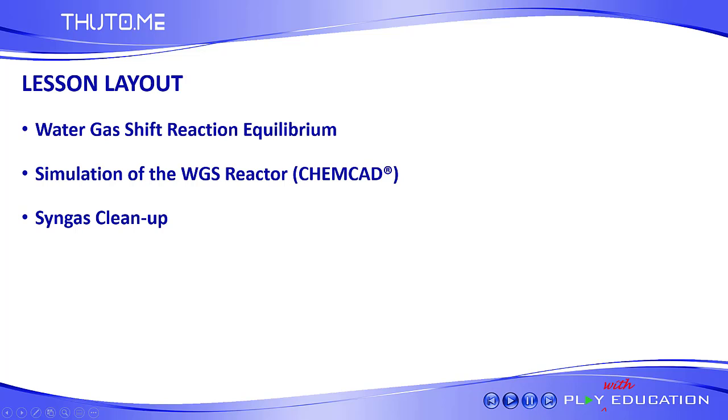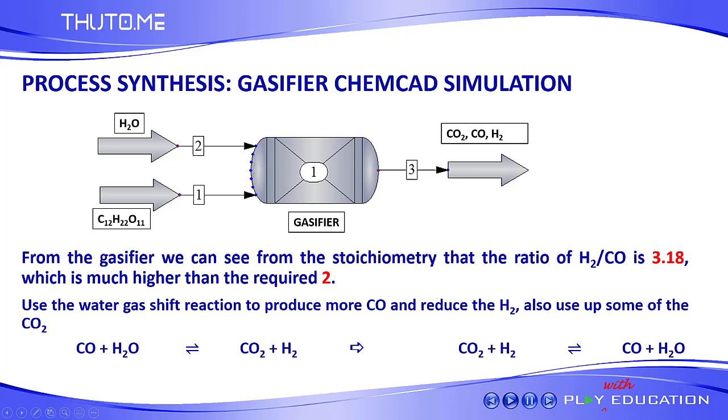The layout of the lesson is we are going to look at the water gas shift reaction equilibrium. Remember, from the problem statement, we have been told that we have to use an equilibrium reactor to simulate the water gas shift reaction. And then once we have looked at the equilibrium of the water gas shift reaction, we are going to see how we implement that in Chemcad, doing the simulation of the reactor. And then we are going to review options that are available in the industry for cleaning up the synthesis gas once we have produced it.